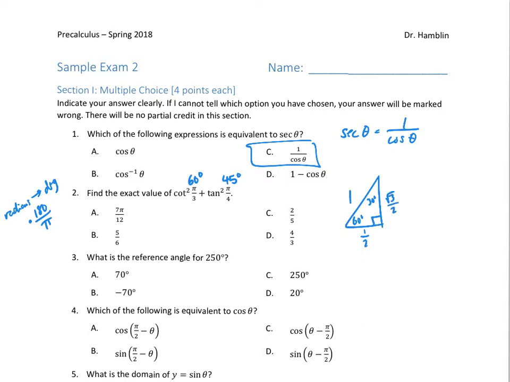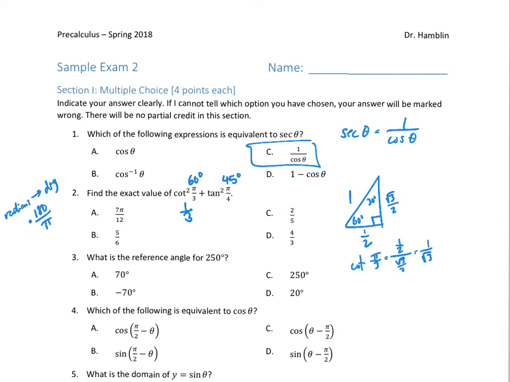So if I want the cotangent of pi over 3, what I should know is that cotangent is adjacent over opposite, and so the cotan of pi over 3 is 1/2 over square root of 3 over 2, which works out to be 1 over the square root of 3. And so if I square that, what I get is 1/3. So the cotan squared of pi over 3 is 1/3.